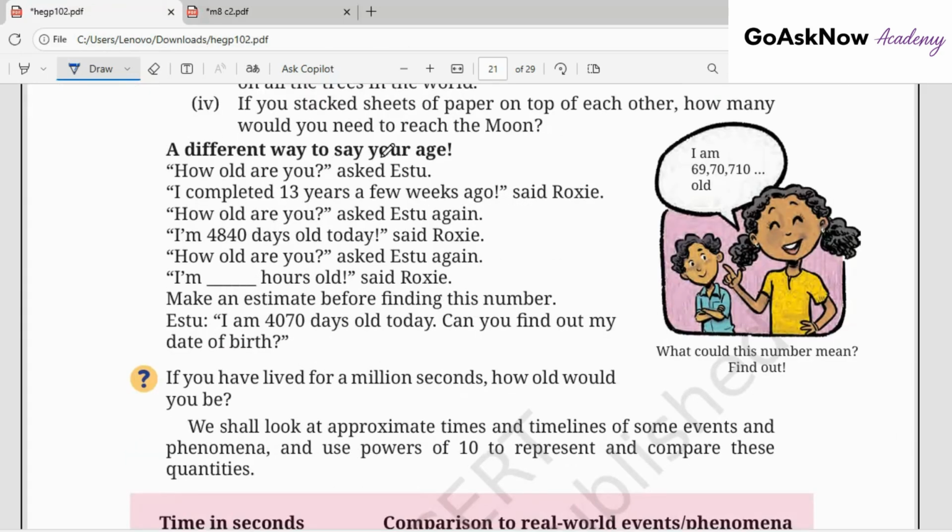Next, a different way to say your age. How old are you? Asked Ishu. I have completed 13 years a few weeks ago, said Roshi. How old are you? Asked Ishu again. I am 4,840 days old today, said Roshi. How old are you? Asked Ishu again. That's hard. We have to calculate the age. Make an estimate before finding this number. I am 4,070 days old. Can you find out my date of birth?